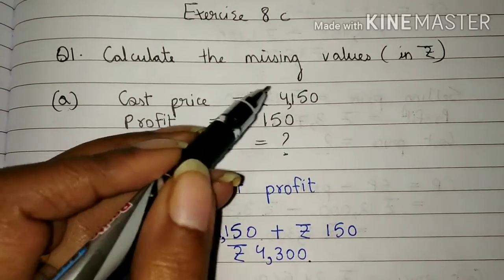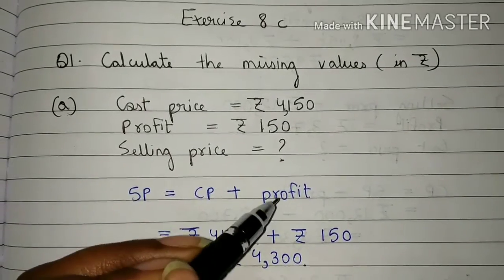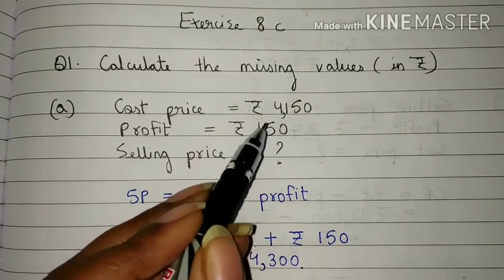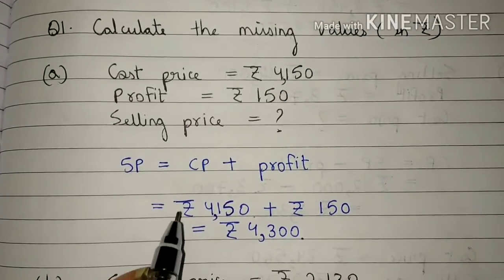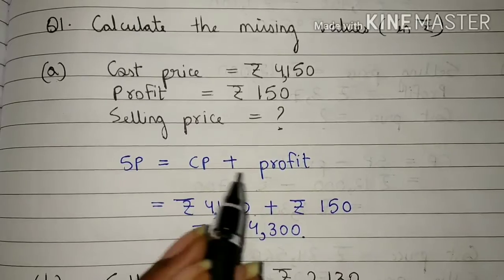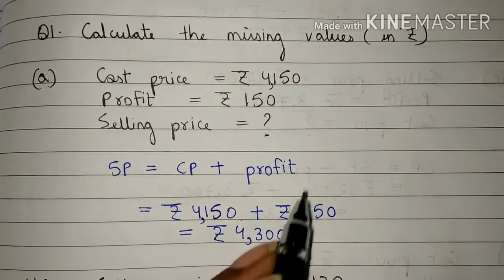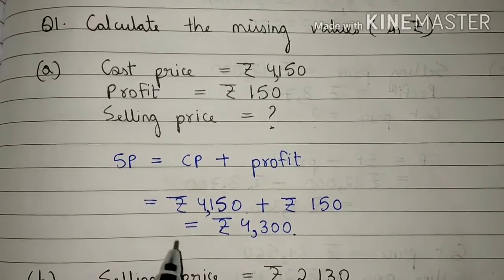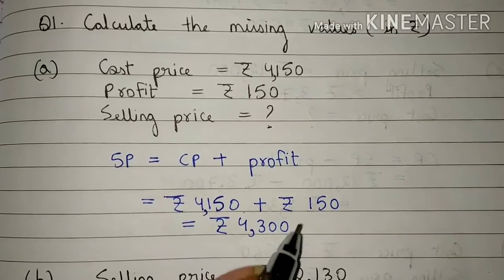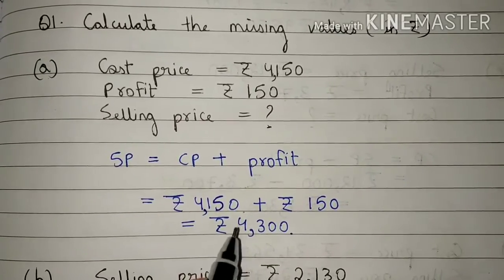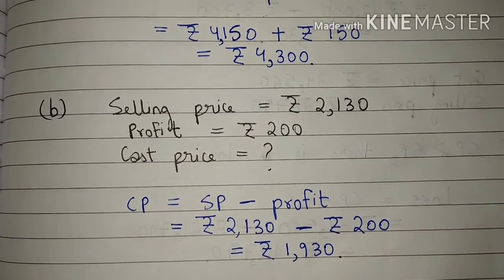Cost price is rupees 4,150 and profit is rupees 150. Now students, when you add rupees 4,150 plus rupees 150, then you will get answer rupees 4,300. So selling price is rupees 4,300.